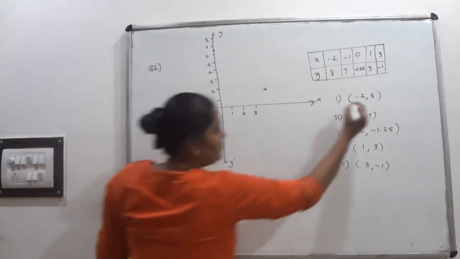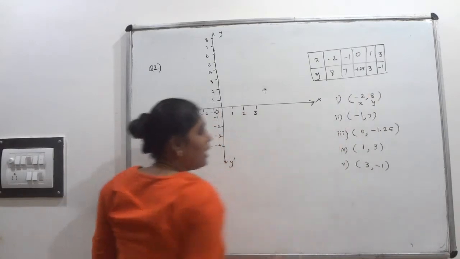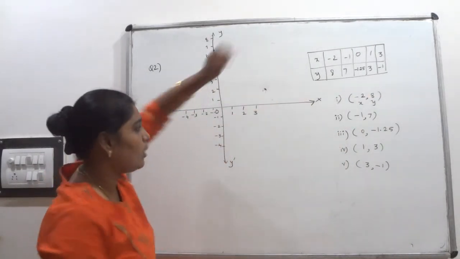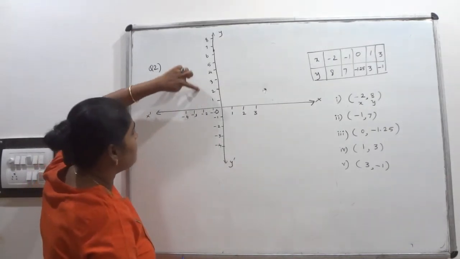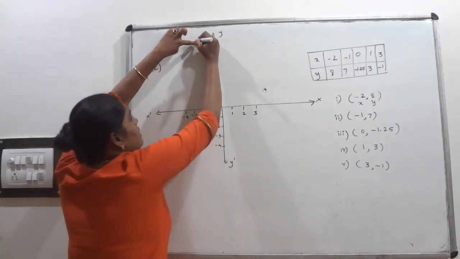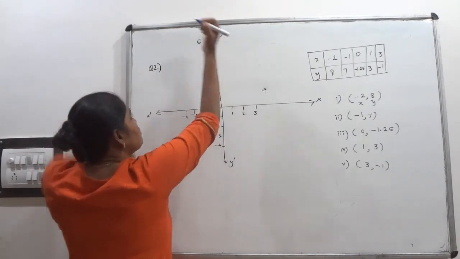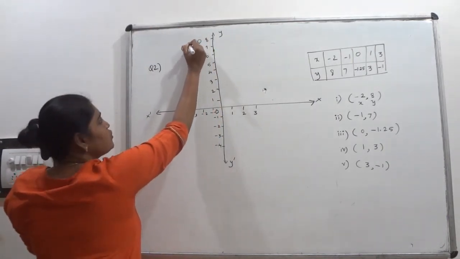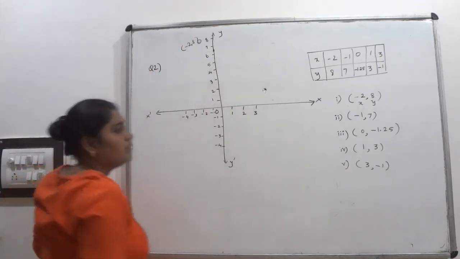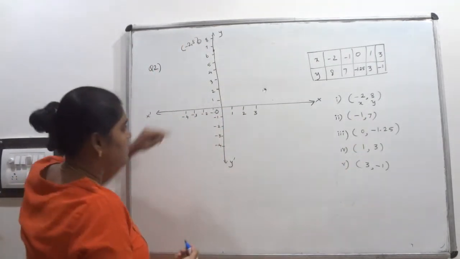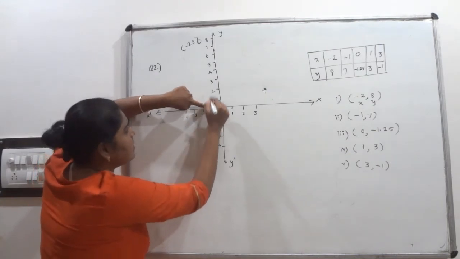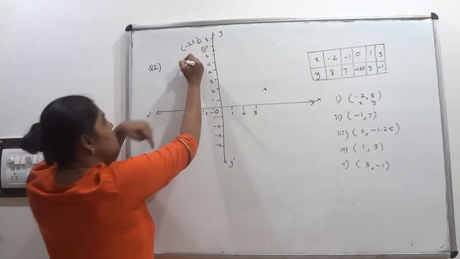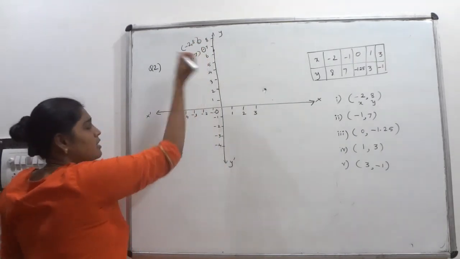The first value is x and the second value is y. I have to see minus 2 on the x-axis and 8 on the y-axis. Look here, where it is, here. So plot this one: (-2, 8). Then (-1, 7): minus 1 on the x-axis, 7 on the y-axis. See, 7 is here. So plot (-1, 7).